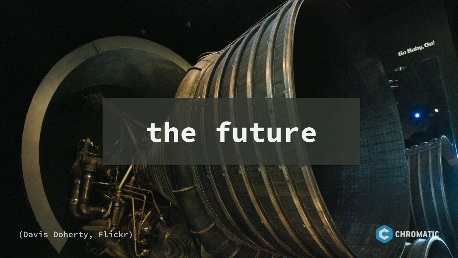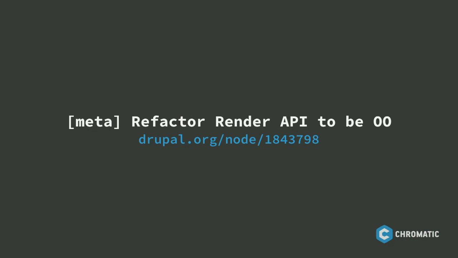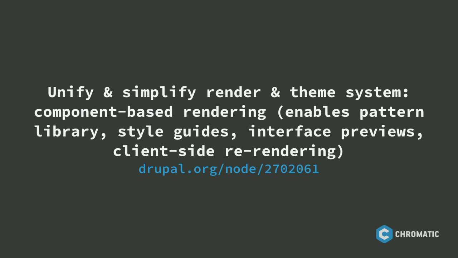Which only leaves one thing left to talk about, and that is the future of render arrays. But I'm not going to go into too much detail about this, because if I did, my information would probably be out of date as soon as I wrote a slide for it. But what I do know is we can start with looking at this old core issue queue to refactor the render API to be object-oriented. If this was the case, we'd probably be talking about render objects rather than render arrays. But as of recently, there's been a lot of discussion happening that makes it sound like it's not going to be one-to-one. It's not going to be that simple.